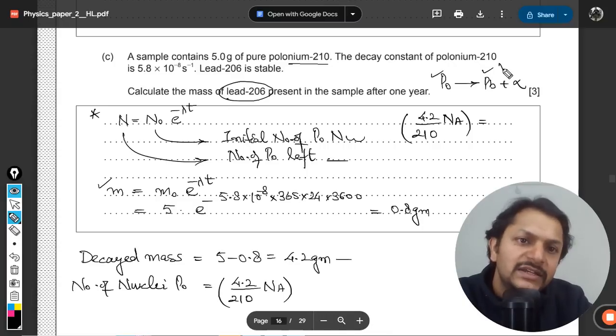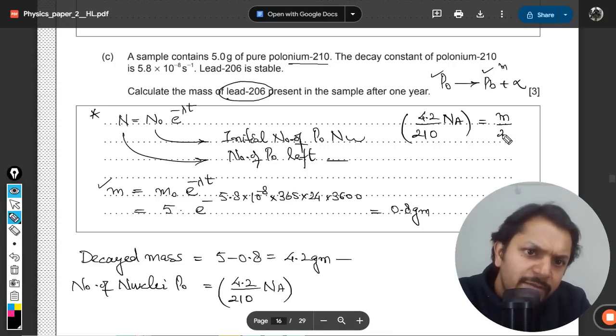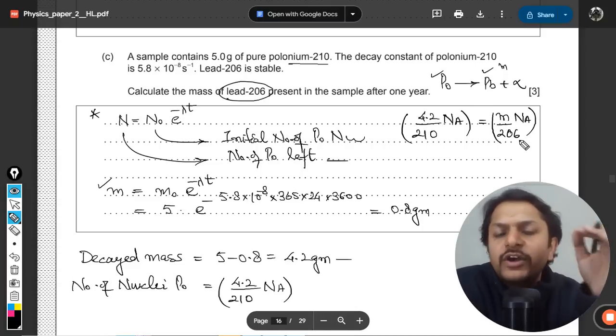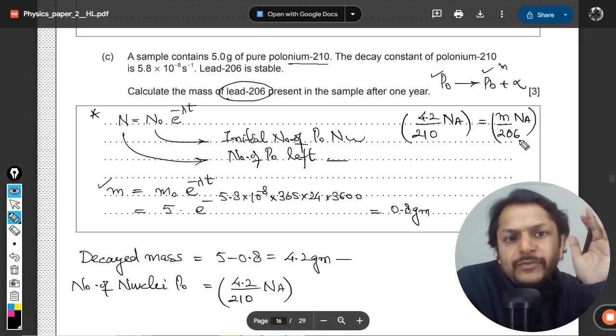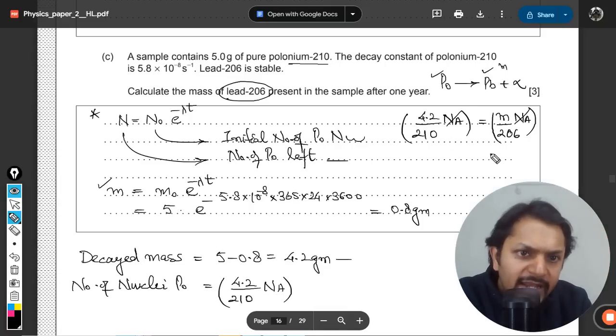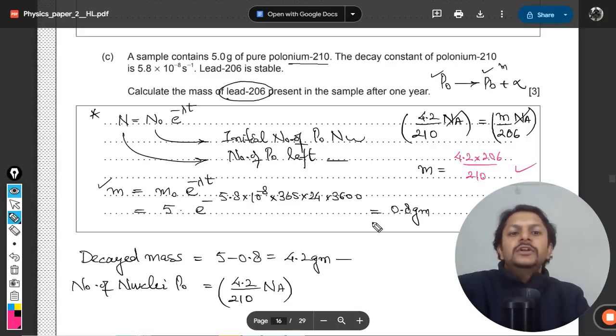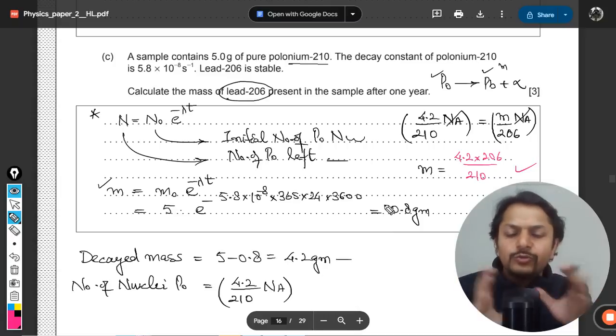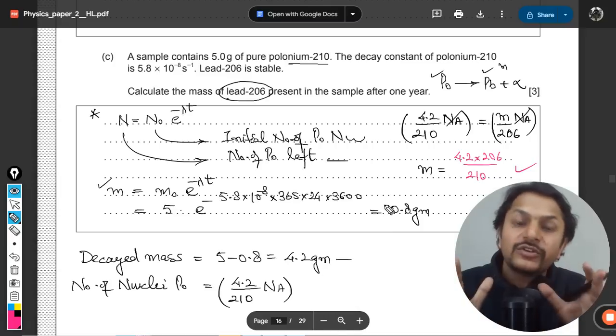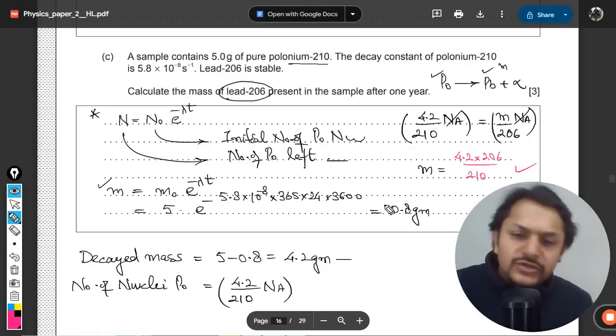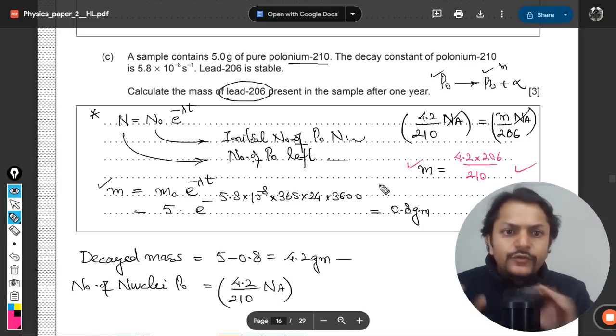So let us say the mass here is m. So m divided by 206 is the number of mole, multiplied by Avogadro number will be equal to the number of lead nuclei. Now we are comparing them. Na and Na get cancelled out. So m comes out to be equal to 4.2 multiplied by 206 divided by 210. So this is the answer, and I think you should be clear with this. I know it has been a very difficult question. It's highly confusing. Even I am getting so confused in this. But anyways, m is equal to 4.2 into 206 divided by 210.